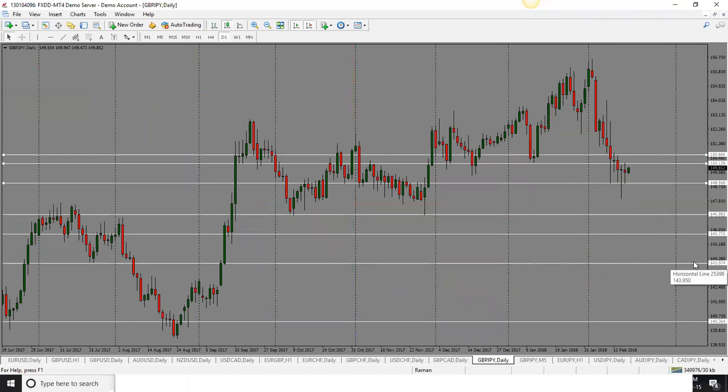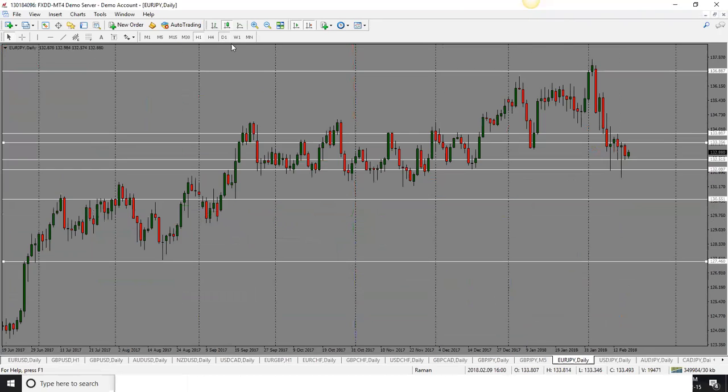But again, with all the yen crosses, because we have had a few days of drops, we are into that place where it could be a turning point. So it just has to be done with caution.